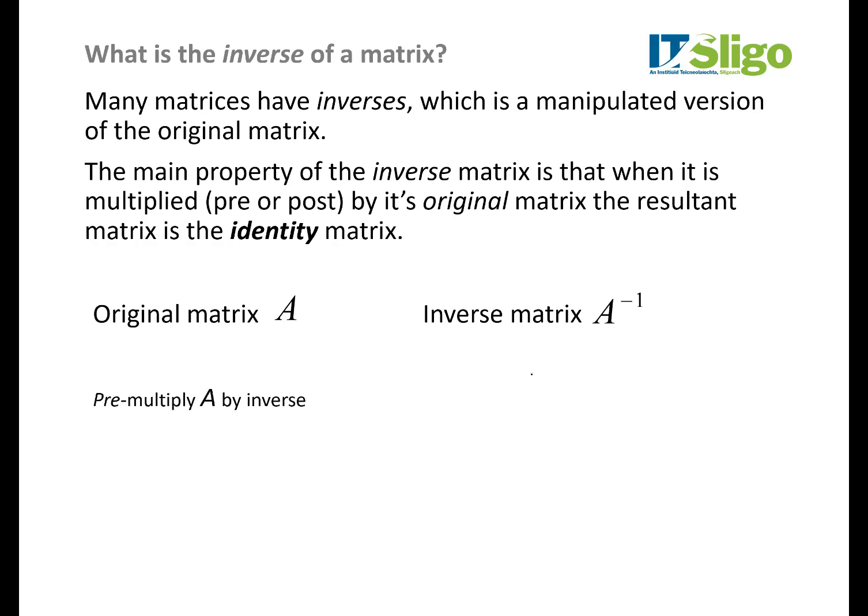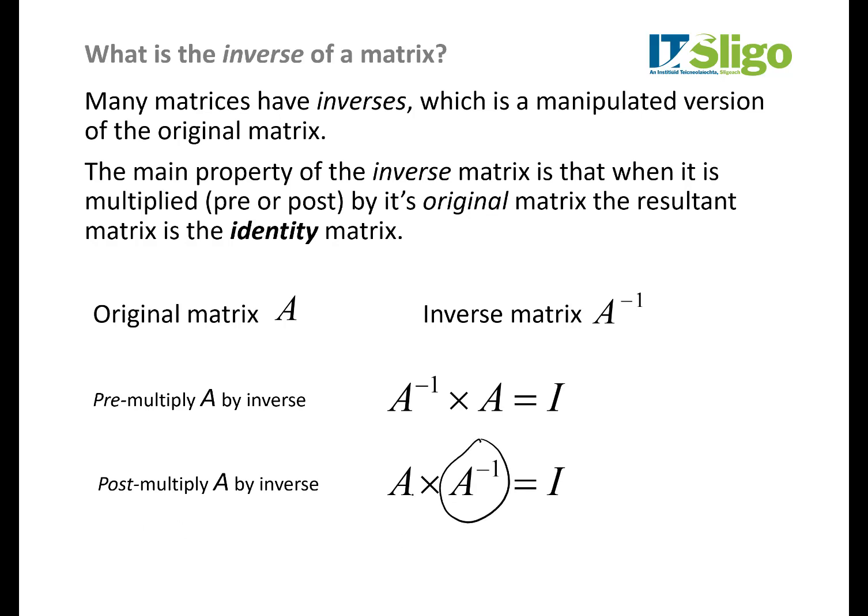And essentially, if I pre-multiply A, so here the inverse is at the start, I end up with the identity matrix. Or if I post-multiply by the inverse. So here's the inverse after A. So here it's before A. In the second version it's after A. But either way, I end up with the identity matrix.